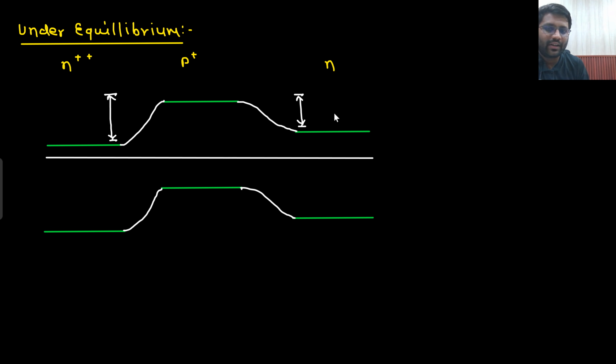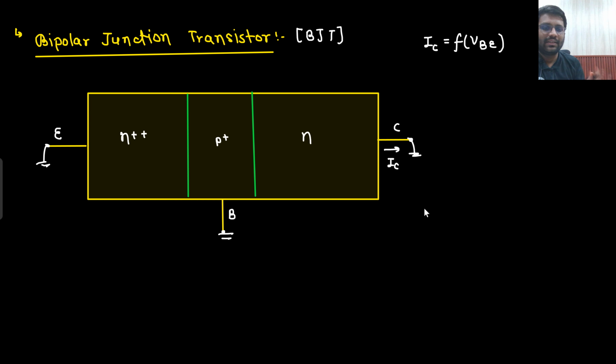As of now, here also drift and diffusion would take place, here also drift and diffusion would take place. Both are equal to each other and total current is 0 because there is no external bias, total current is 0. Now what do I do?